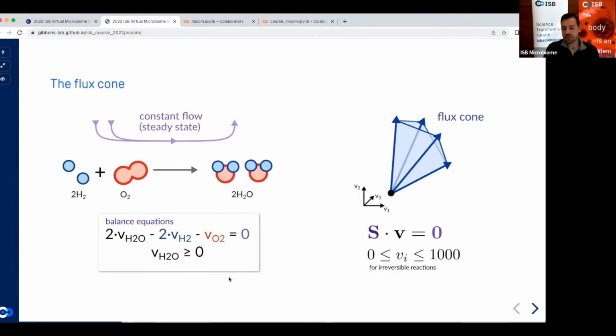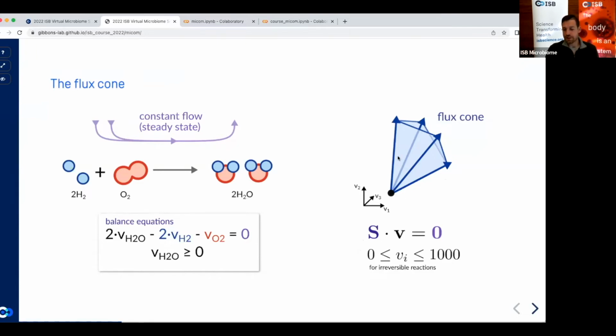Additionally, we can add constraints to the individual fluxes within our system. For instance, we can set the lower bound of this flux here, water, equal to 0. This will force the production of water, thereby adding flux through the first equation. Solving for our set of equations that satisfy the steady state assumption and our additional constraints leaves us with what's called a flux cone.